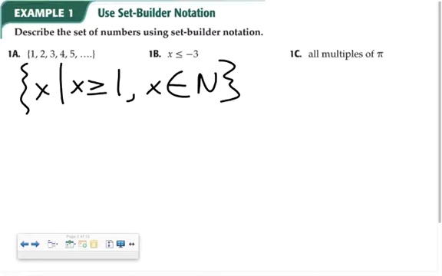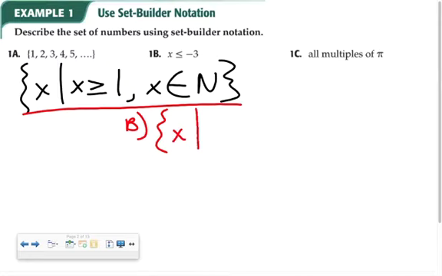Part B. I have a set of numbers x such that x is less than or equal to -3. I can use that inequality in order to create my set builder notation. And since there's no other restrictions on the value of x, well, that means x is an element of the real numbers.